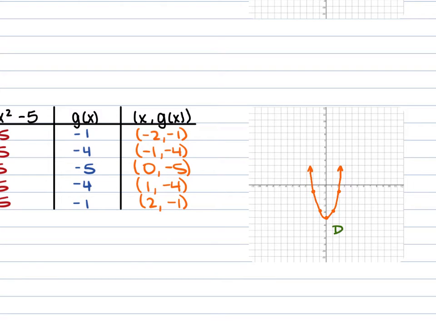If we're asked to state the domain and range for these, the domain, again, we have a parabola. It's all real numbers. Your range, this parabola opens up. Your lowest value is negative 5 on the y-axis. So we have y is greater than or equal to negative 5.